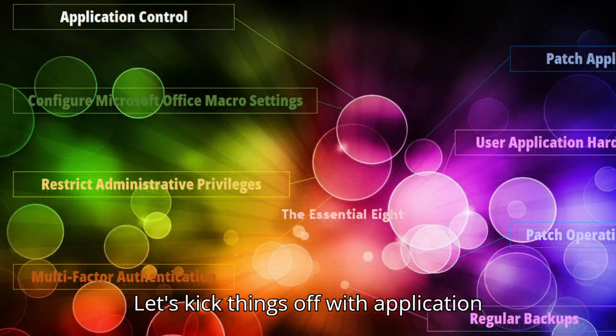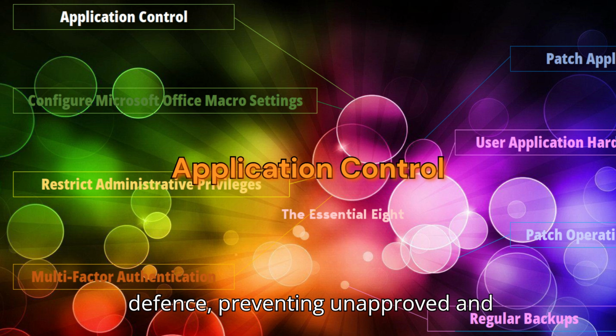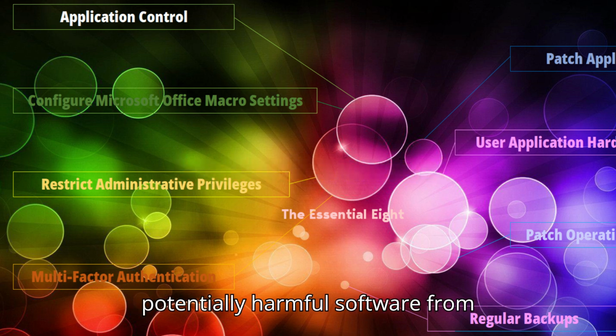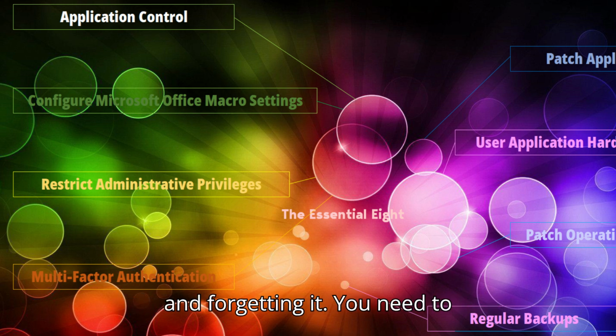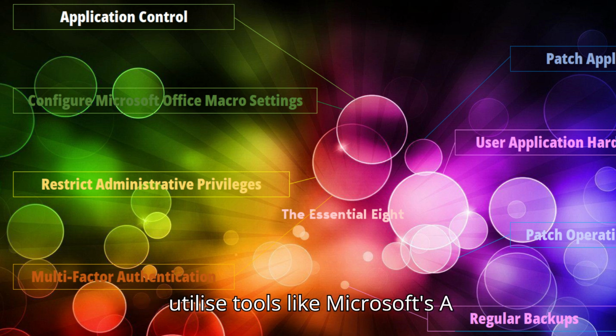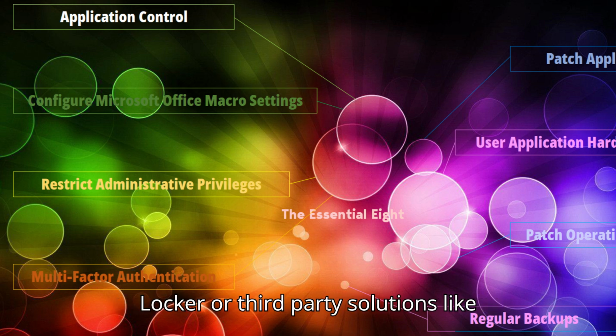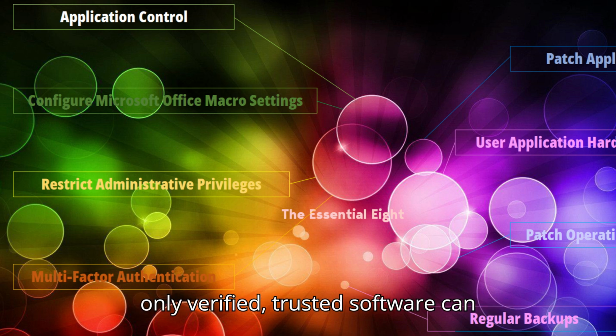Let's kick things off with application control. This is your frontline defense, preventing unapproved and potentially harmful software from running. But here's the catch: implementation isn't just about setting it and forgetting it. You need to continuously update your whitelists and utilize tools like Microsoft's AppLocker or third-party solutions like McAfee Application Control to ensure that only verified, trusted software can execute.